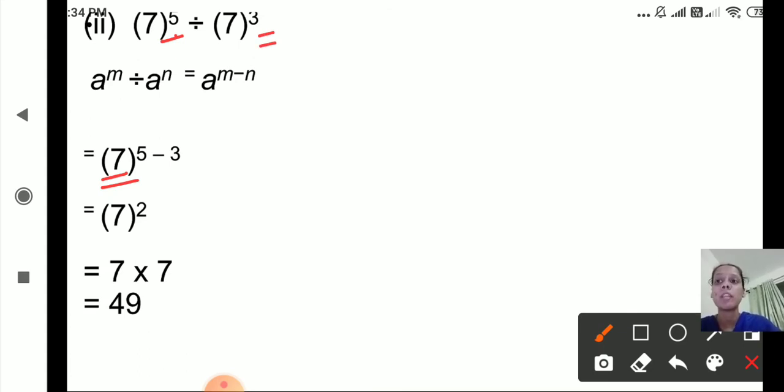Why will we do subtraction? Because we have to do division of indices. So we will subtract the index. So 5 minus 3 is 2. So 7 raised to 2.